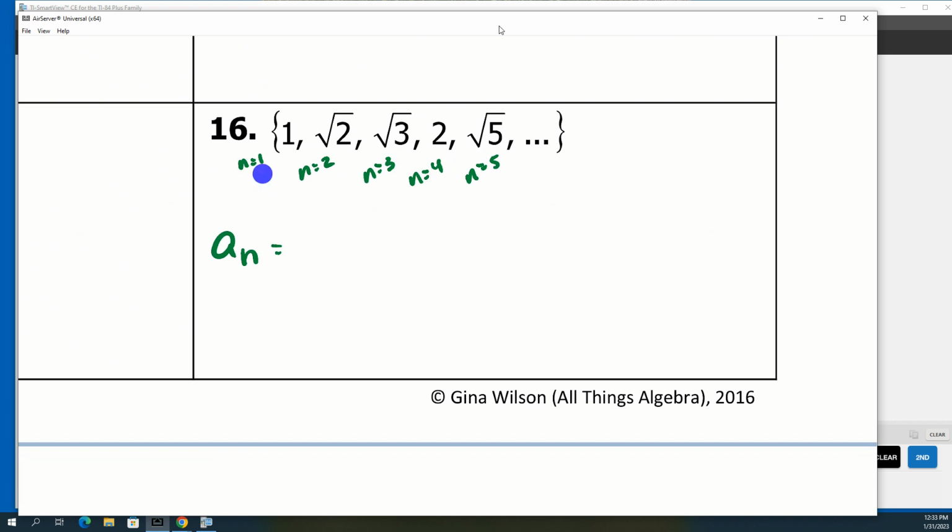So what would you do to each of these numbers to get those? Take the square root. Good. So it's just the square root of n. Okay. And so the next 3 terms, we put 6 in, we get the square root of 6. Plug 7 in, we get the square root of 7. And plug 8 in and get the square root of 8.